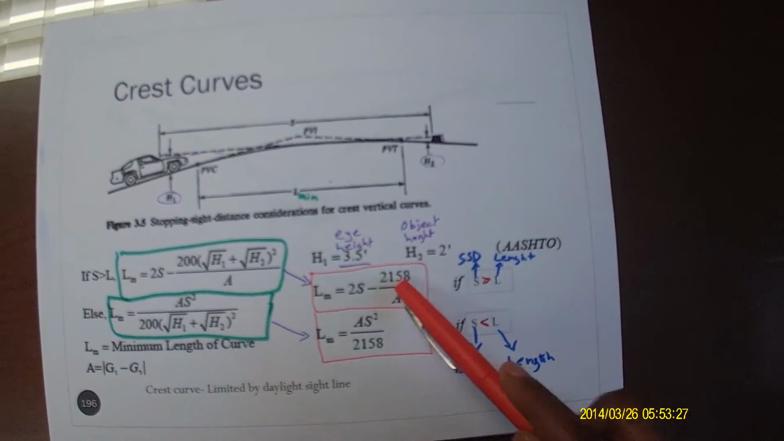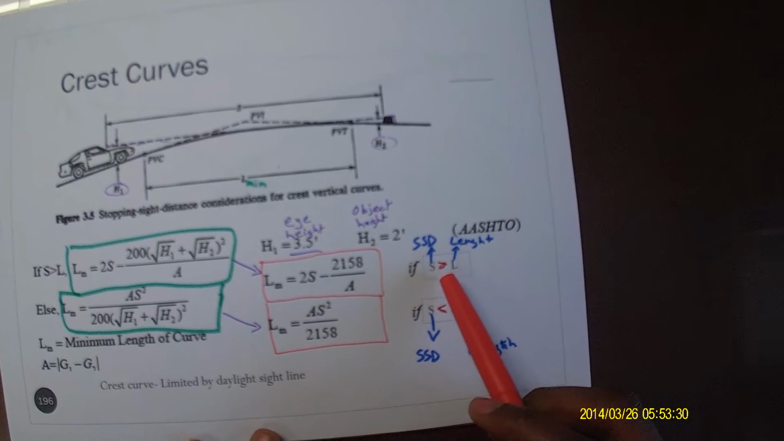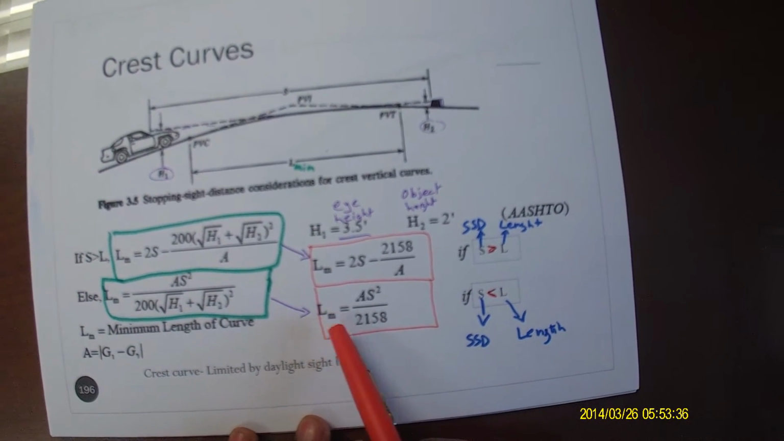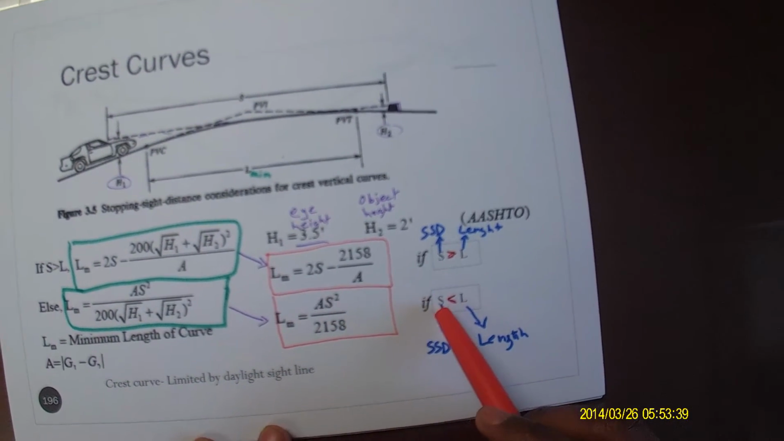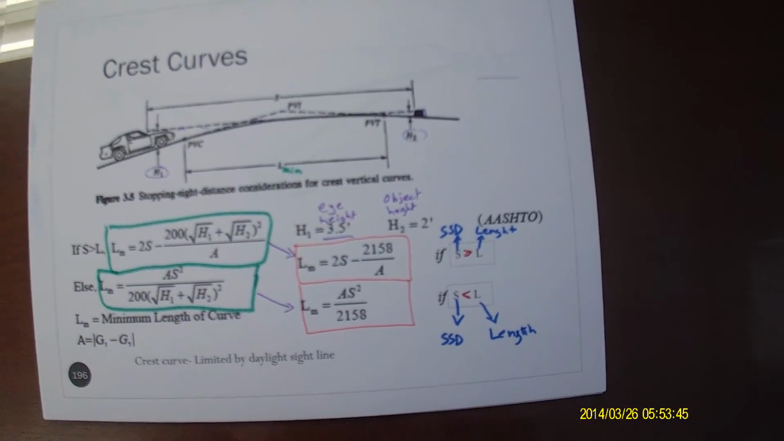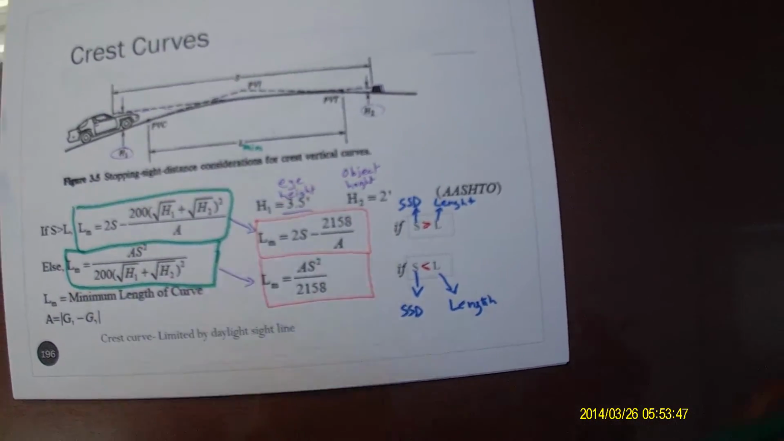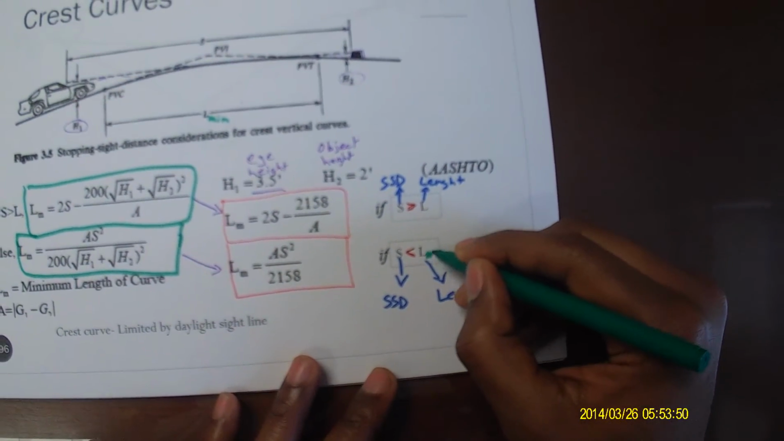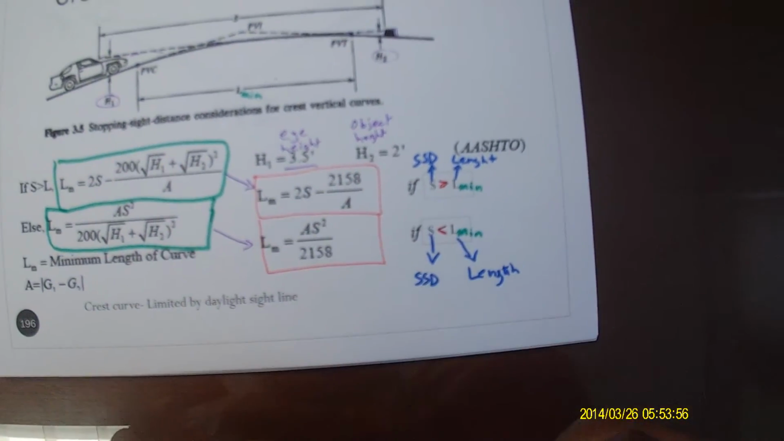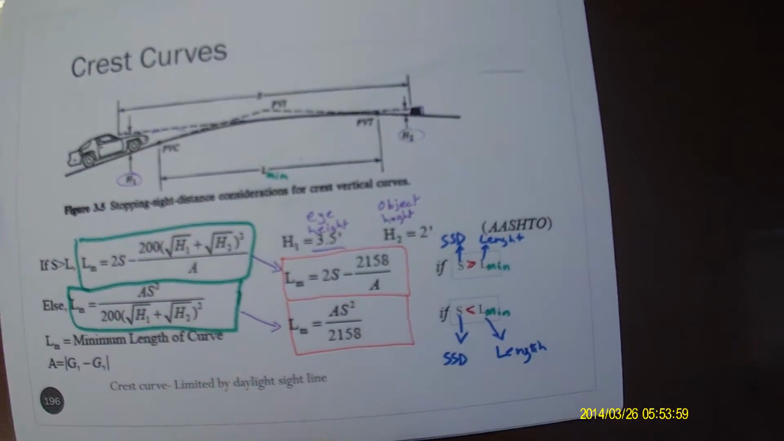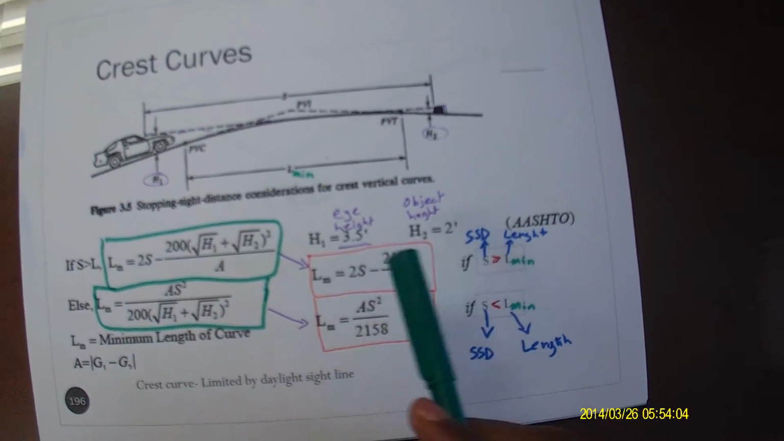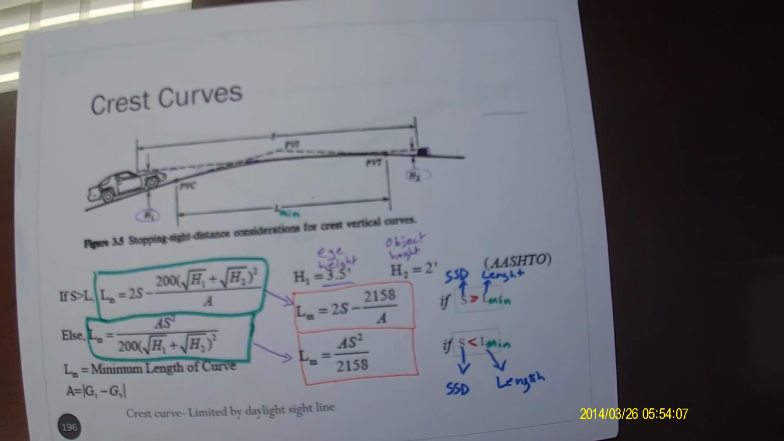All right? So you'll use this equation if the stopping sight distance that you calculate for that road is greater than the length, or you use this equation, L min, if the stopping sight distance is less than the length. Now some of you may be thinking, okay, how do you figure out the length? Well, this length here is L min, and this length here is L min, the minimum length. So what that means is that you're going to actually have to calculate both of these and see which one of the conditions are met, and pick the minimum length that satisfies the condition.